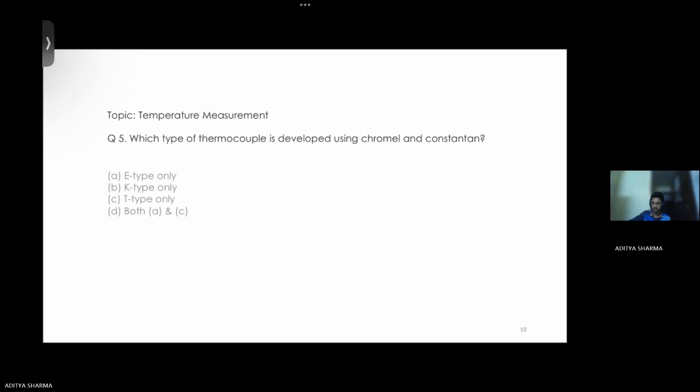Though there is no core concept in such types of questions, such questions do come in exams. That's why this question is here. Which type of thermocouple is developed using chromel and constantan? This has been given in one of the slides of this week's content, in lecture 26.